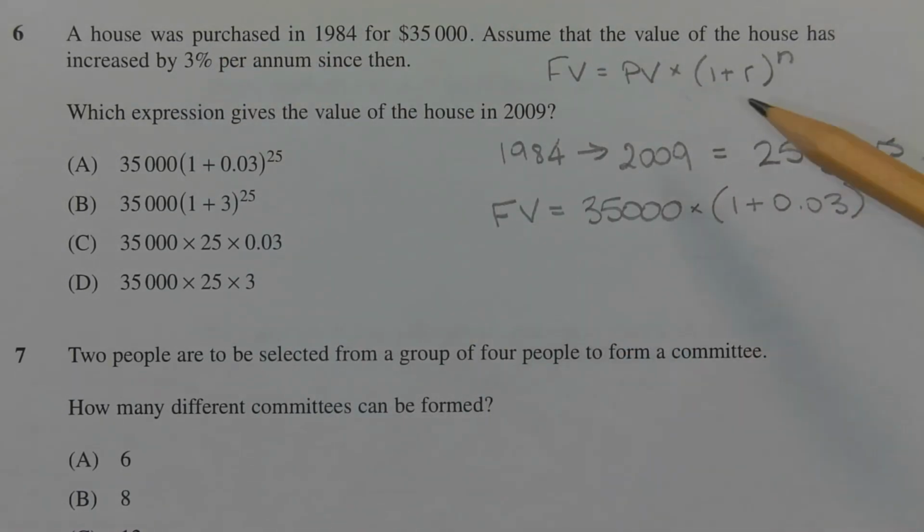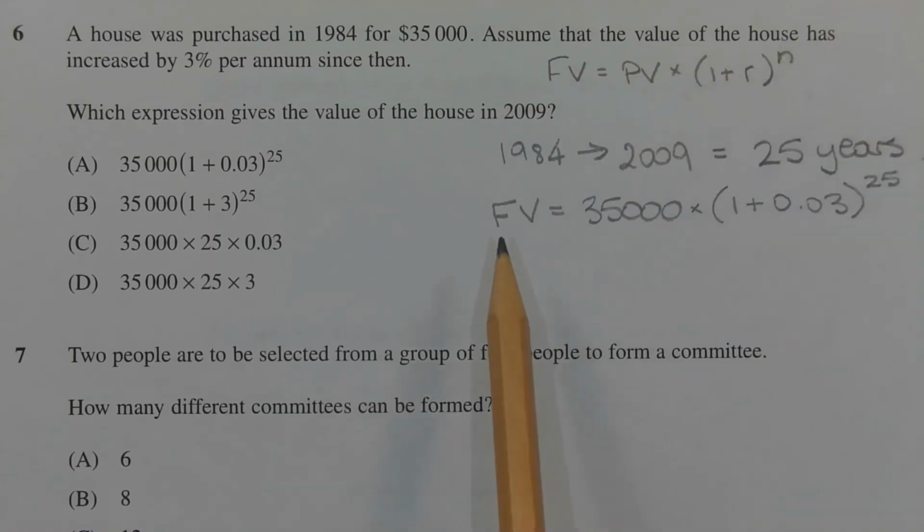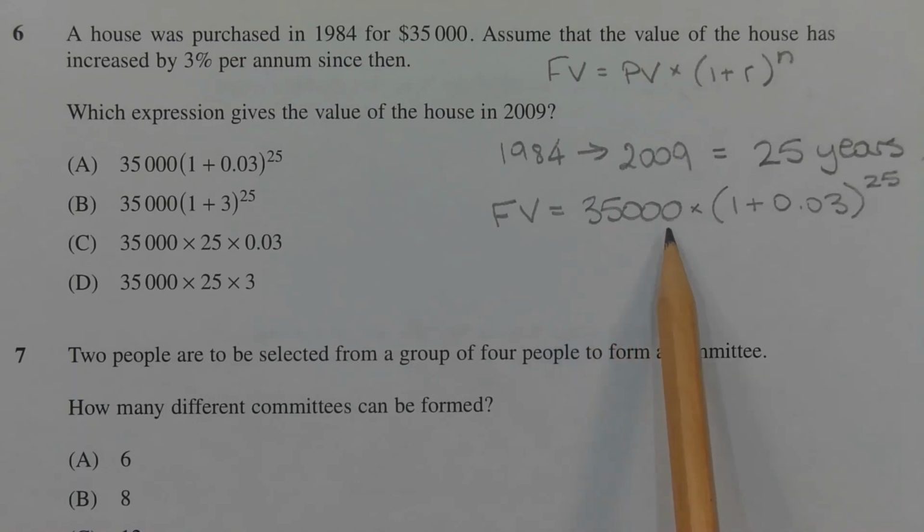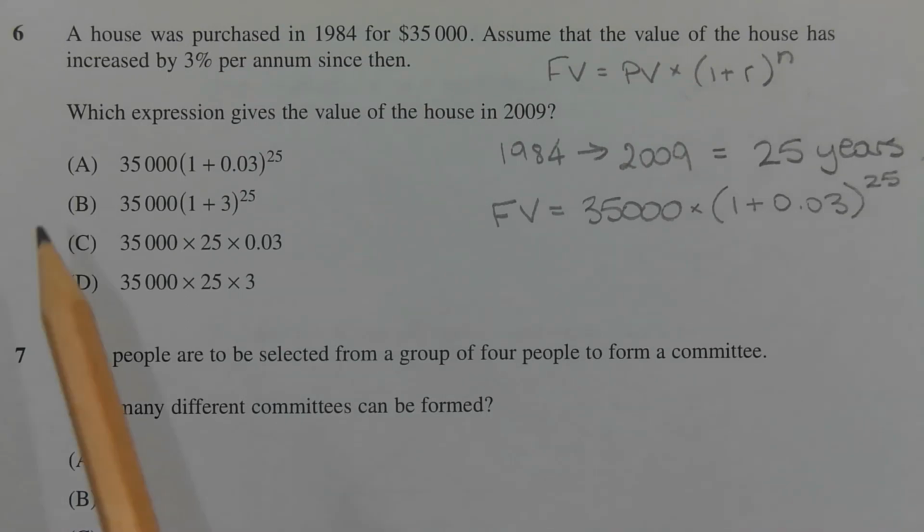Substituting those values into the future value formula, we get future value, or the value of the house in 2009, is equal to 35,000 times (1 plus 0.03) in brackets to the power of 25. Therefore, the correct answer is option A.